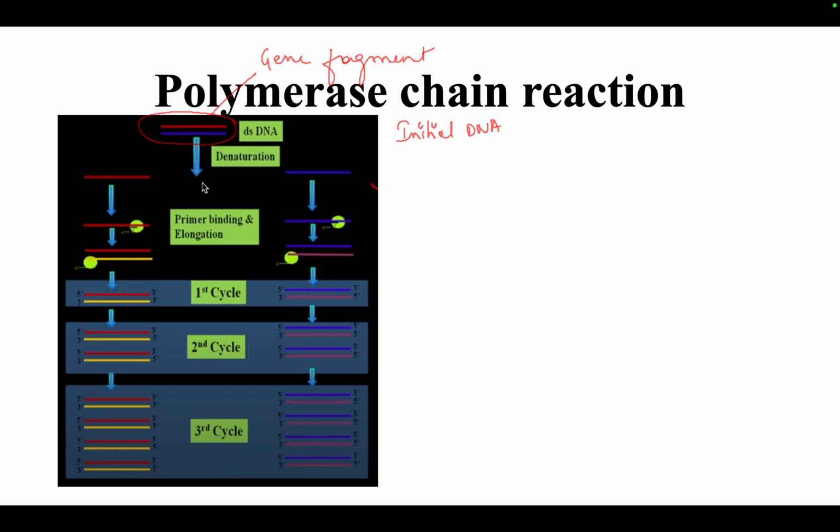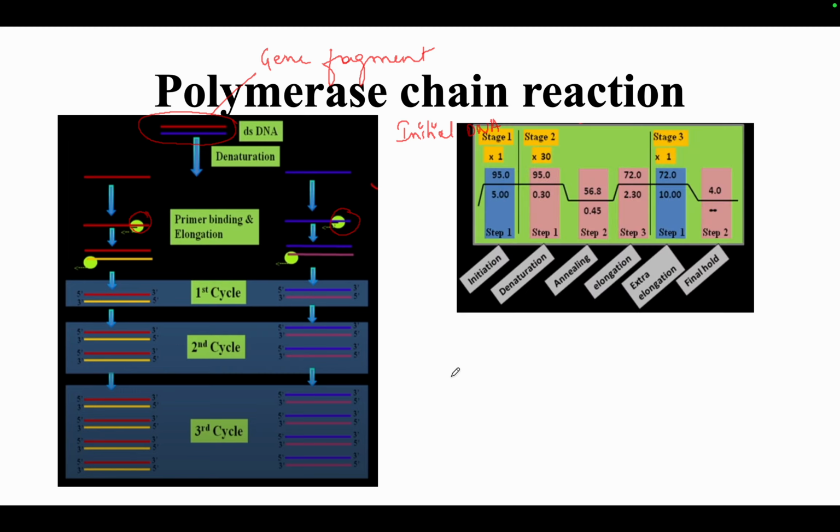The first step in the PCR is denaturation, which separates this duplex DNA into single strands, as you can see, red and blue are both separated. Then we have primer binding on each side. Then the first cycle, first strand synthesis, and finally exponential synthesis of different strands.